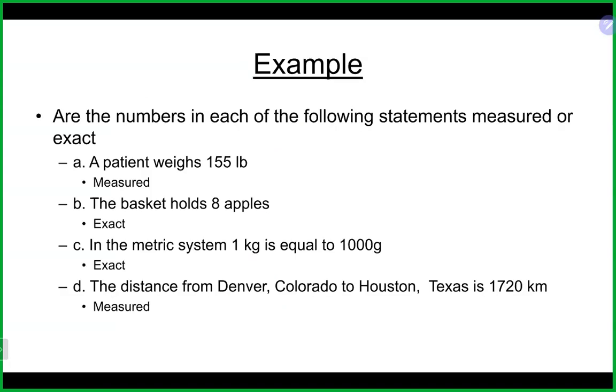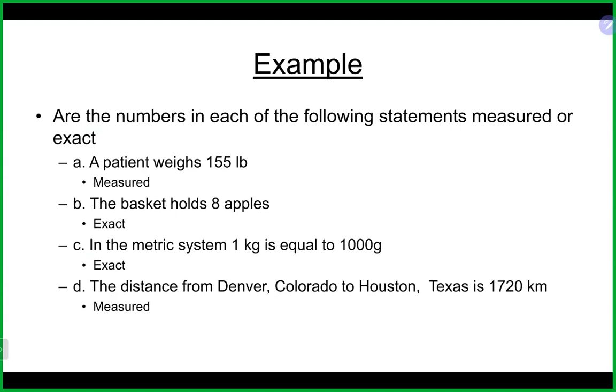All right, so here's just some examples of measured versus exact. Obviously, if you take a patient's weight, that's going to be measured. If you've got 8 apples in a basket, you're going to count it. 1 kilogram is 1,000 grams. That's considered an exact measurement. Again, that's really one of those definitions.